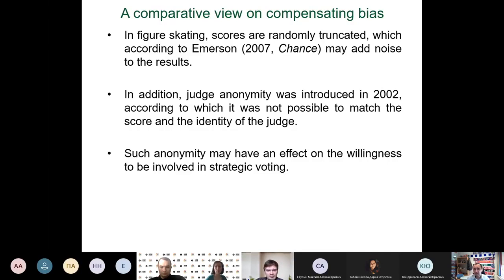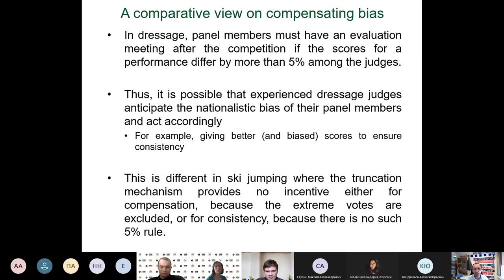And second, the scores are randomly truncated. Unlike in ski jumping, where the highest and the lowest scores are truncated, in figure skating I can give the highest score possible, and there is a very high probability that my score will not be truncated, because they remove the scores randomly. I was very much surprised that it works like that.